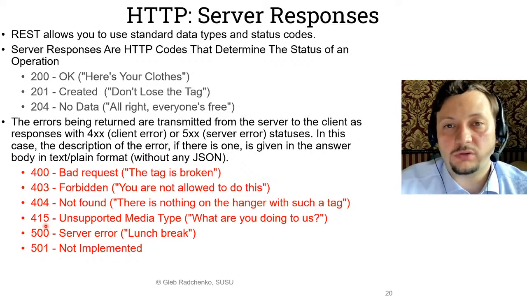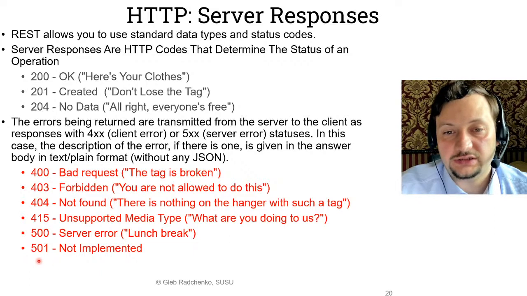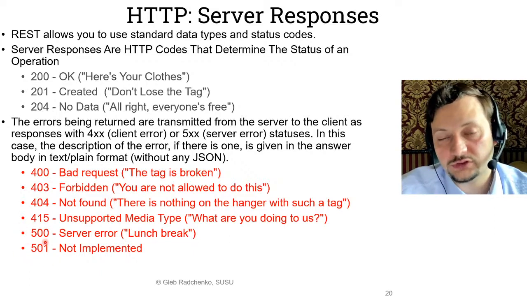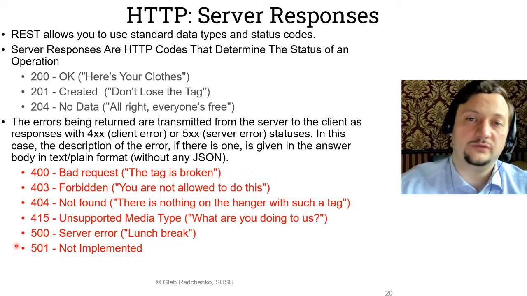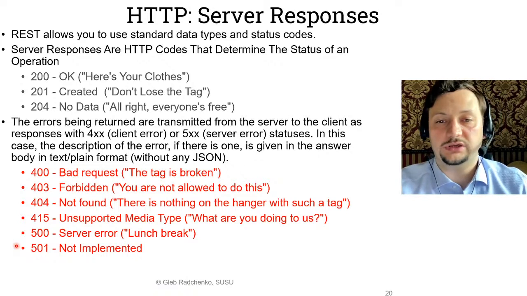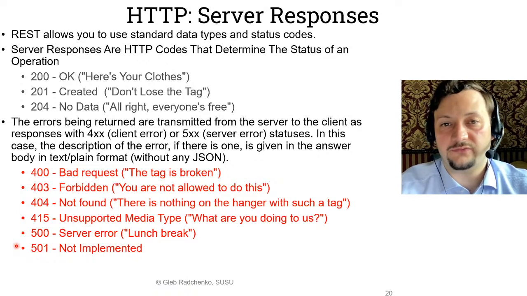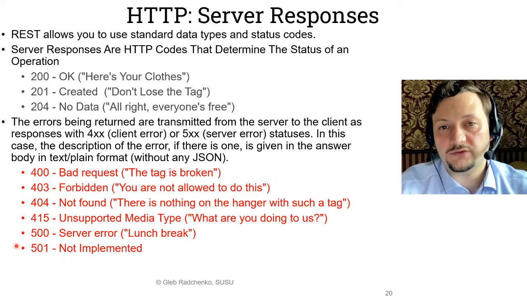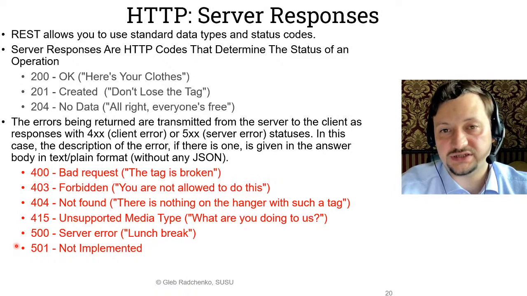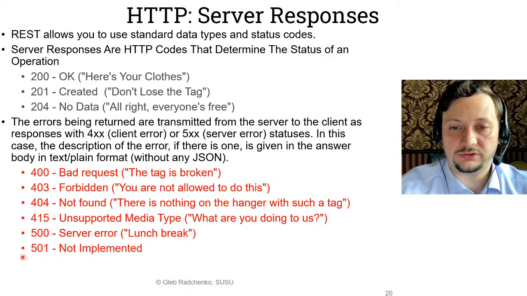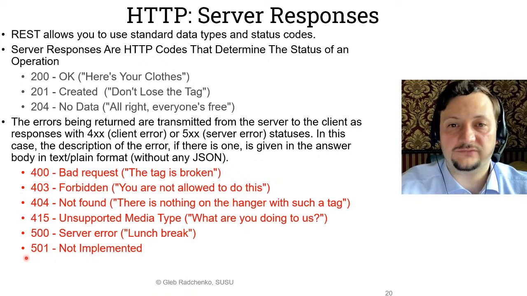If there are some problems on the server side, you would be returned the responses 500 something. So when you try to connect to some server and there are some big issues and the server doesn't work, it would return you the server error 500. We are not working. And if you try to access some method that was not implemented on the server yet, it can return you the response 501, not implemented.